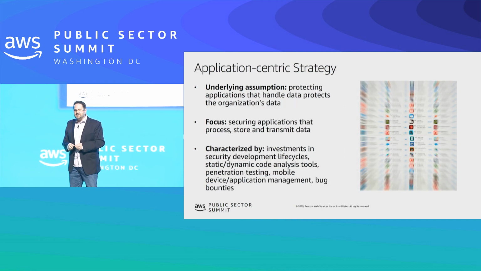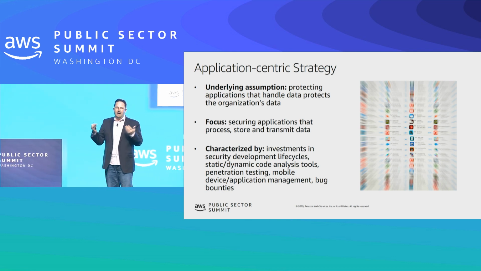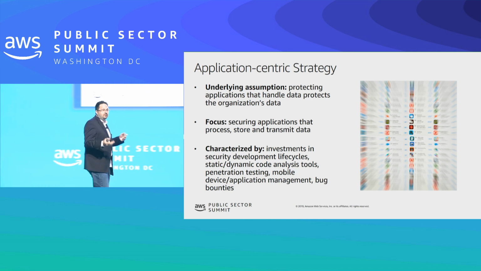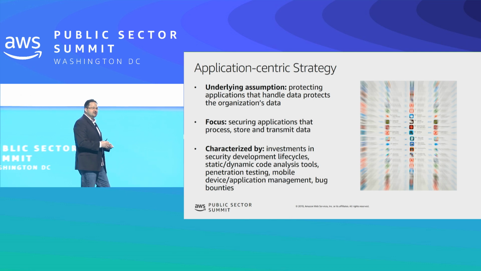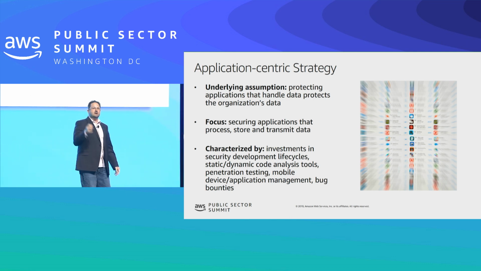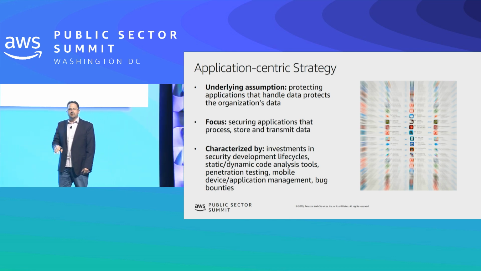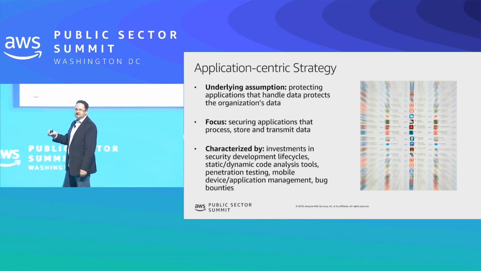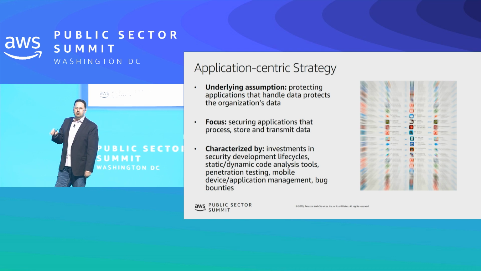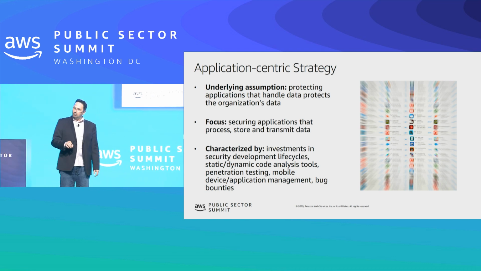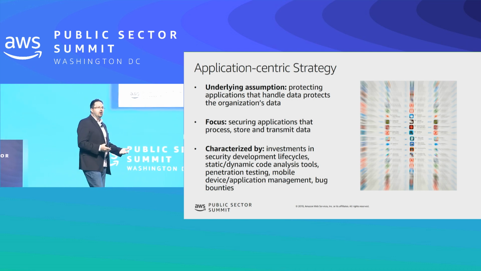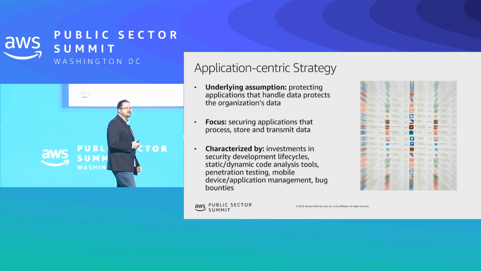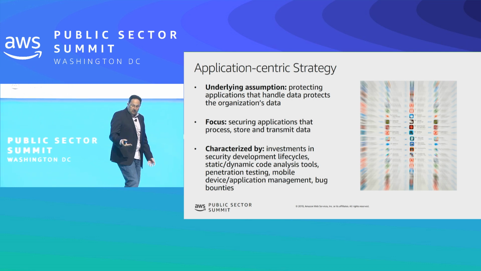Another one is the application-centric strategy. This is another proxy strategy where it turns out that applications are being used to process, transmit, and store data. So if you can drive down the number of vulnerabilities, the severity of those vulnerabilities, and make the vulnerabilities that stay in the applications really, really hard, if not impossible to exploit, that's better security. It's going to be much harder for the bad guys to be successful. I really like this one.